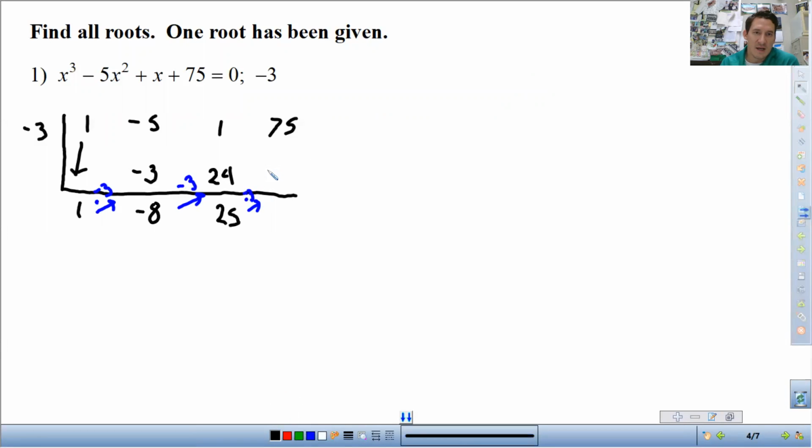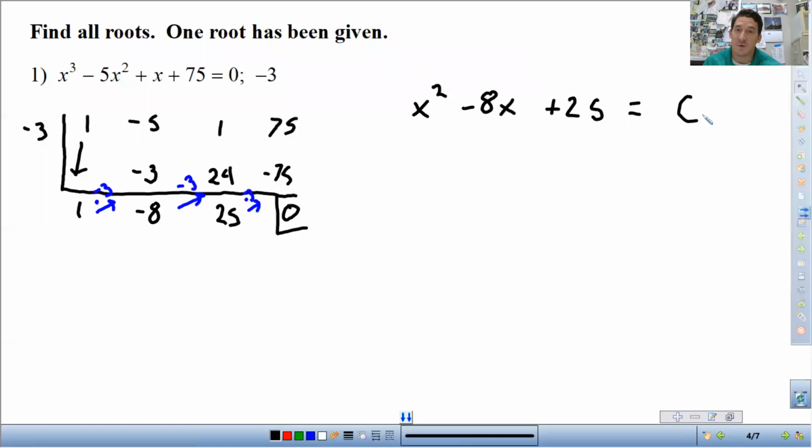And you get negative 75. That's 0. And that's good. That should work out. That's the remainder. So over here, I'm going to write out what the polynomial is that we're given. It's 1x squared minus 8x plus 25. If you wanted to, you could see if you could factor this. It's not going to factor this time.